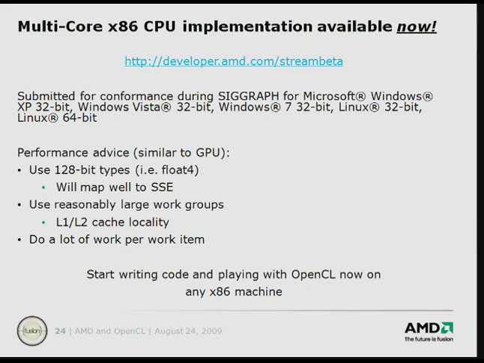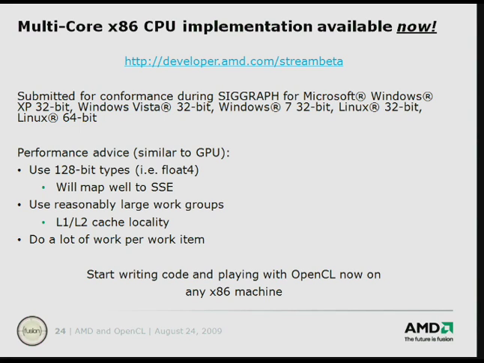Interestingly, the performance advice for a CPU isn't that dissimilar from a GPU. You want to use 128-bit types. So this maps well into SSE formats, right? When you do a float4 addition, we generate the _mm_add_ps function underneath. We also generate, since we know you're doing float4s, aligned load stores using the SSE unit. Use reasonably large workgroups. This actually helps L1, L2 cache locality. If you use local memory in our implementation, we do our best to map that into L1 and play around with the cache to try to keep it there for you. You want to do a lot of work per work item.